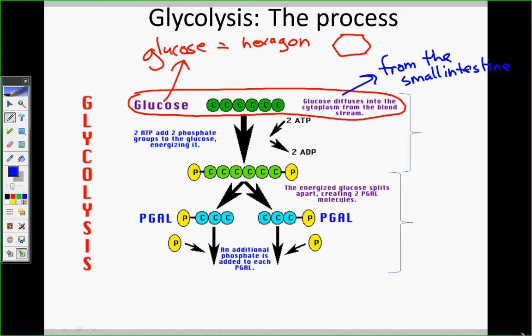So guess what happens? You think glucose is any different than a water bottle? What do you gotta give it? You gotta give it some energy for a thing to happen. All right, so what we're gonna do now is add 2 ATP, add 2 phosphate groups to the glucose, energizing it. Who can remember what the formula is for this here? 2 ATP make energy. Okay, we got energy. What else does it make? 2 ADP.